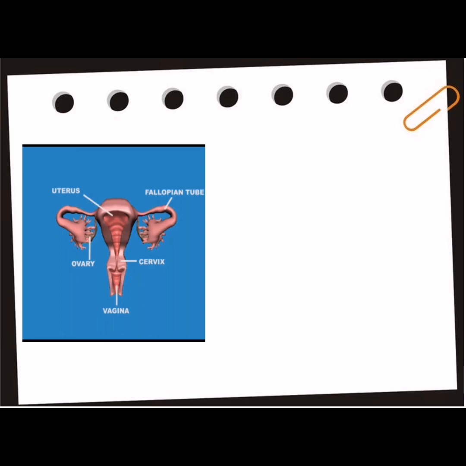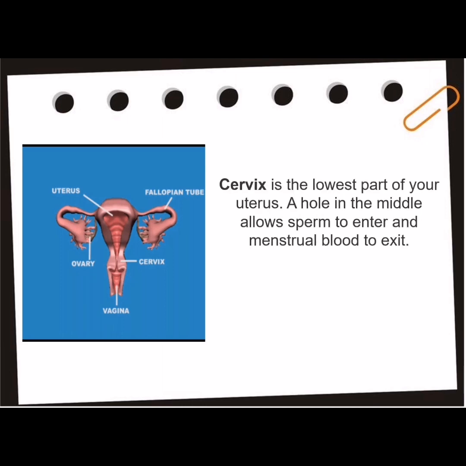The next internal part of the female reproductive system is the cervix. It is the lowest part of your uterus. A hole in the middle allows sperm to enter and menstrual blood to exit. The cervix allows the baby to come out during a vaginal childbirth. It also prevents things like tampons from getting lost inside your body.